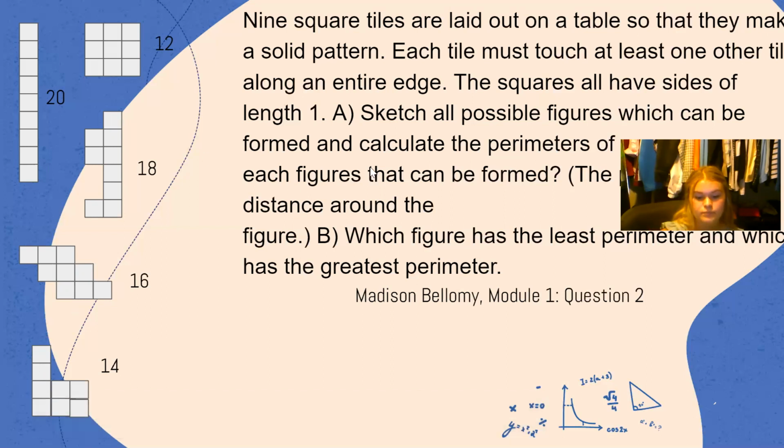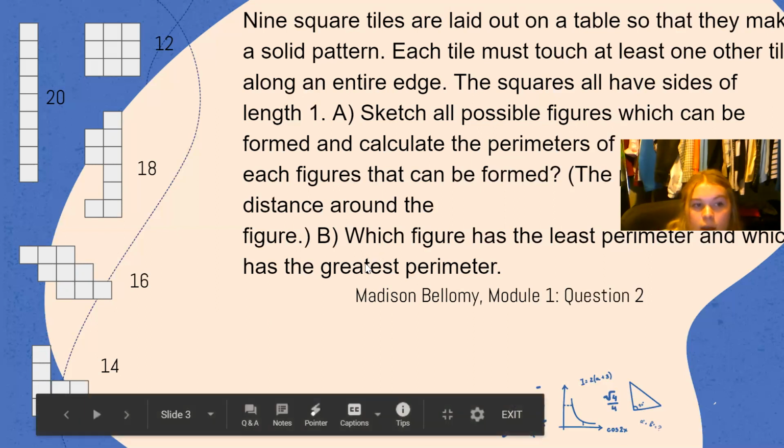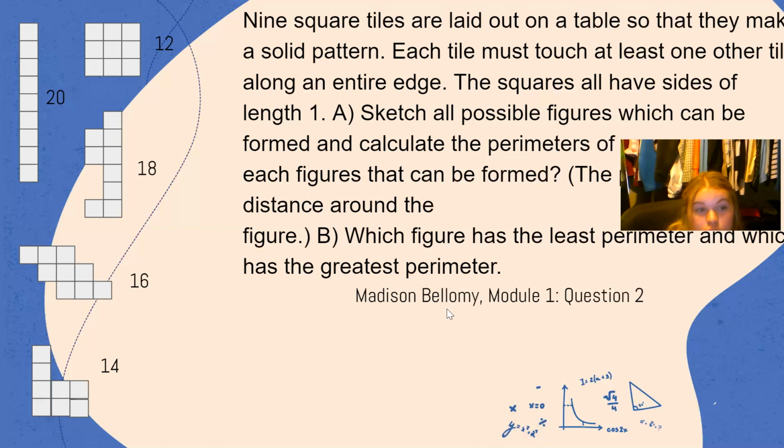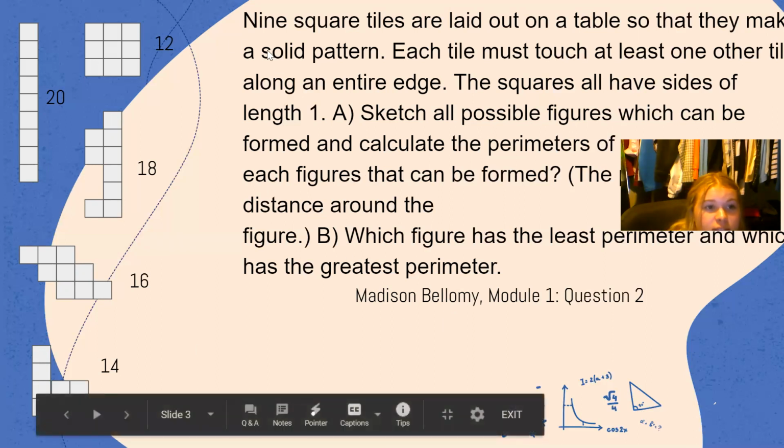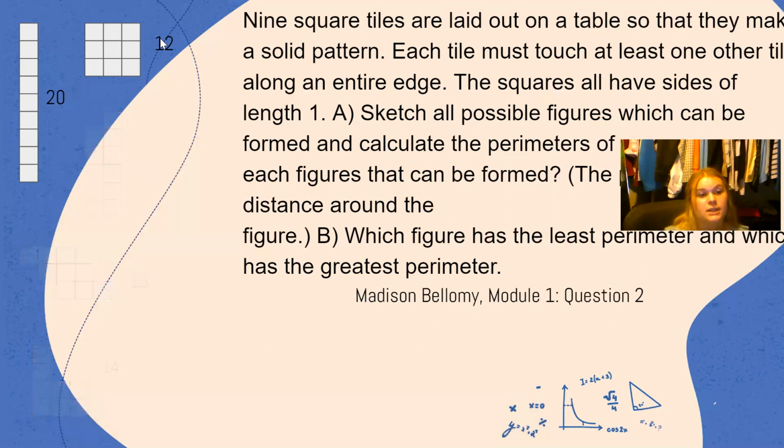Alrighty. So we have that. And we have another part of this question. Part B asks which figure has the least perimeter and which has the greatest perimeter. And we can see out of all these that we have 12 and 20 to be our least and greatest perimeter.